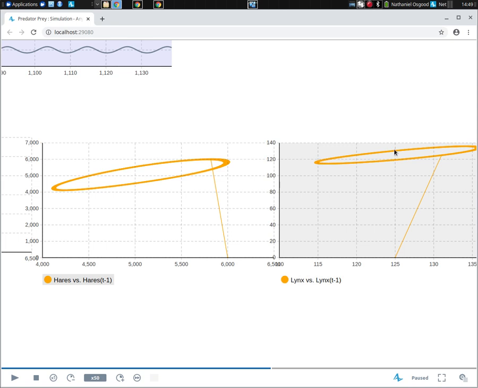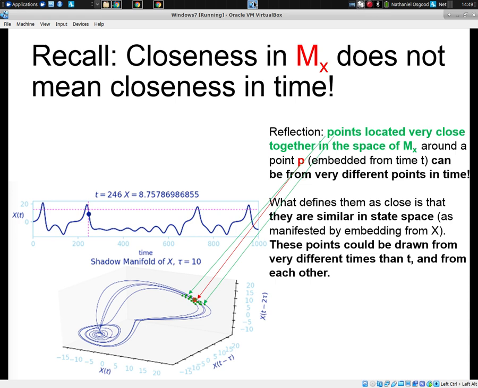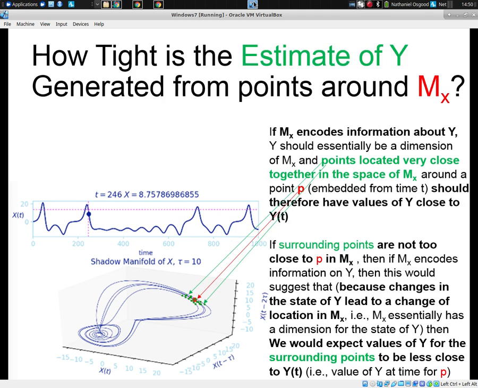But what they share is that the state of the system driving lynx is basically the same. Okay? We okay with that? It's a key intuition, if you're going to understand this. What defines closeness in state space is similarity in the things driving X here, the time series from which we're reconstructing this shadow manifold. And that is going to be a key intuition for understanding how this all works. Okay?